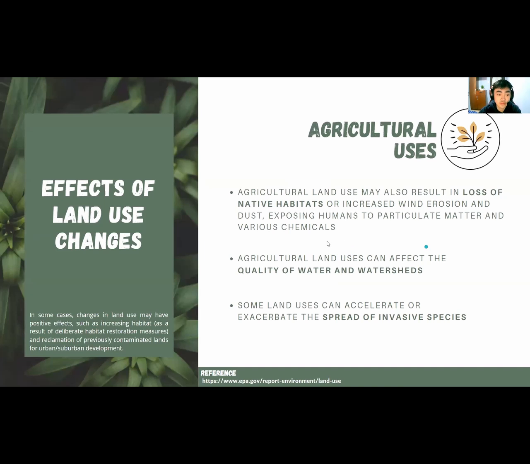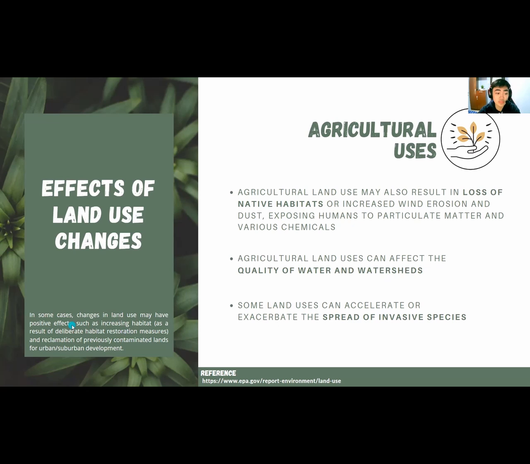Still in the effects of land use changes, we have agricultural uses, in which agricultural land use may also result in a loss of native habitats or increased wind erosion and dust that may expose humans to particulate matter and other various chemicals. Agricultural land uses also affect the quality of water and watersheds. Lastly, some land uses can accelerate or exacerbate the spread of invasive species.